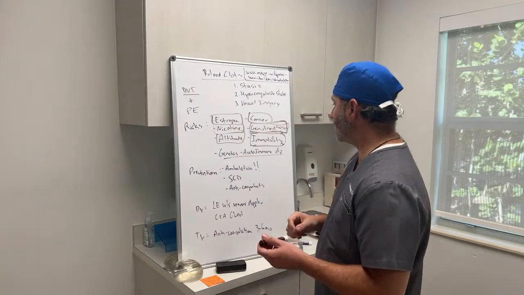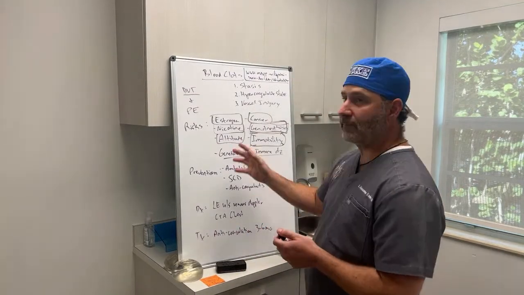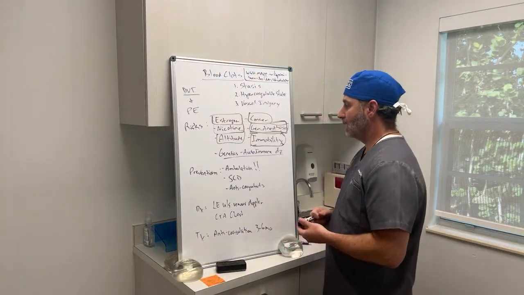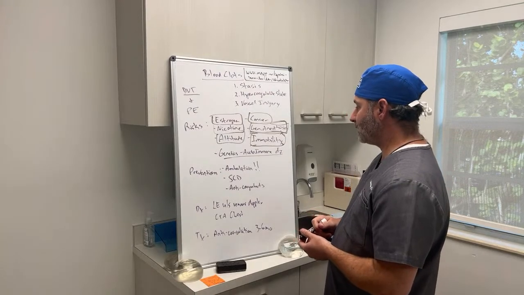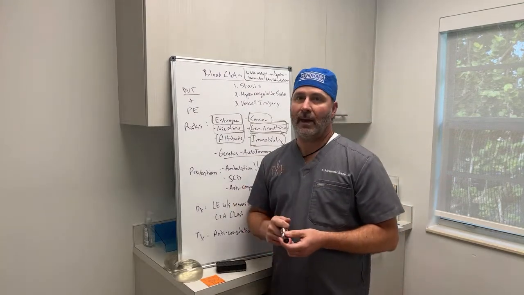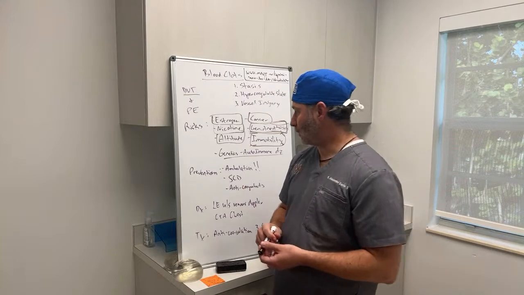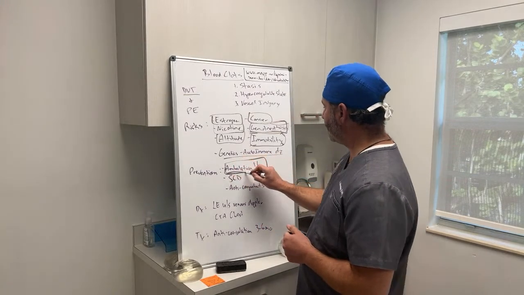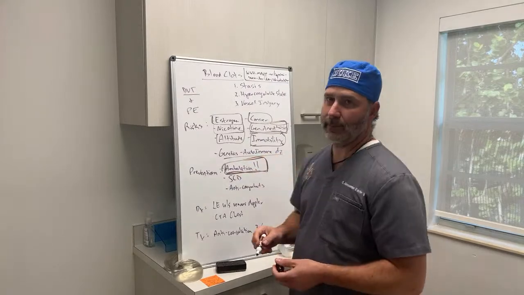So the question was how to prevent things, and when do you know you're quote unquote out of the woods. Okay, so prevention. Again, a lot of the prevention has to do with compliance by the patient, and the number one thing is ambulation. Ambulation is number one.